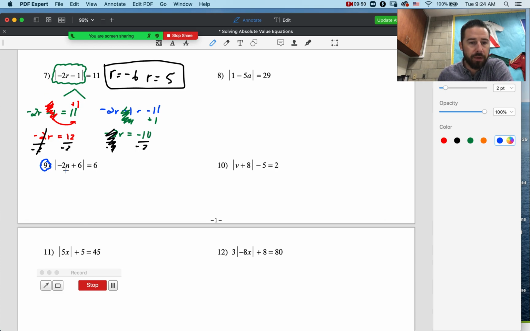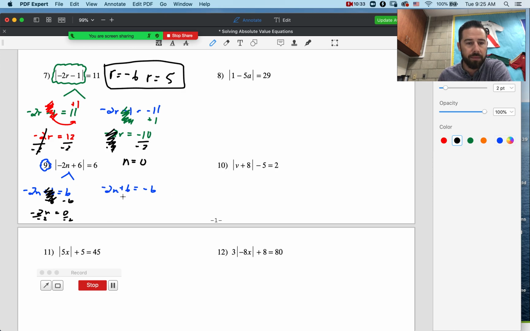All right, the first thing you ask yourself is, is the absolute value by itself? And then you say, yes, it is. So we're going to split it up. Negative 2n plus 6 equals 6. And this other one over here, negative 2n plus 6 equals, and then we make this negative 6. Let's get rid of this positive 6 by subtracting 6. It looks like we have negative 2n equals 0. Divide by negative 2, and n equals 0.